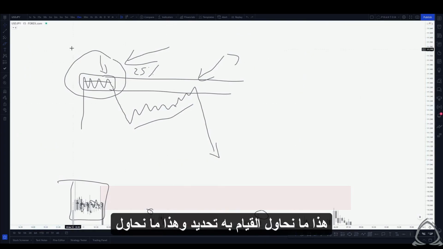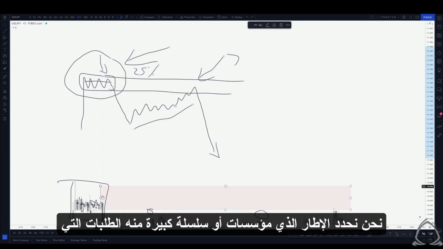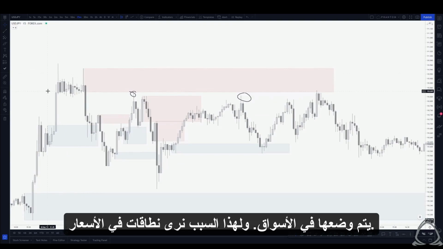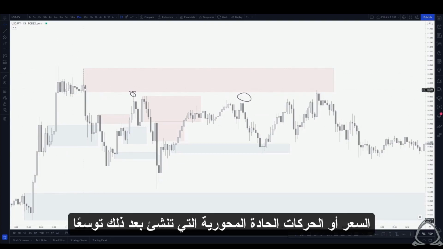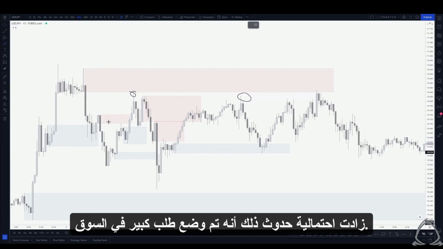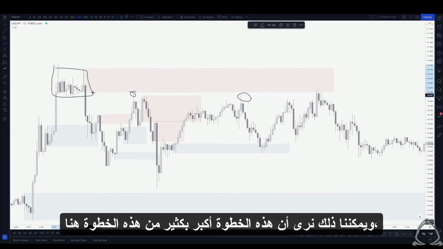And in a nutshell, this is what we're attempting to identify, and what we're attempting to create trades based off of. We are identifying the framework in which institutions or large series of orders are being placed in the markets, and that's why we see ranges in price or sharp moves, pivots, that then create an expansion to the upside or the downside. The sharper the move, the more likelihood that a large order has been placed in the market.